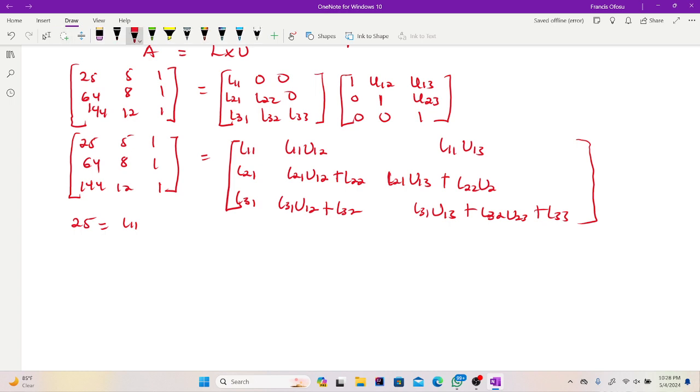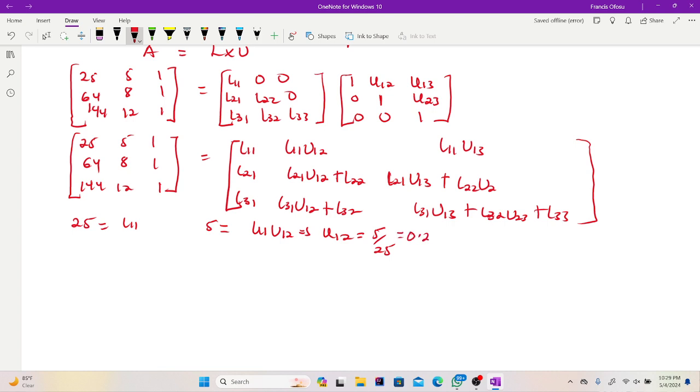5 here is equal to L11 multiplying U12. And I'm going to get L11 is what? 25 from this section. So my U12 will simply be equal to 5 over 25. This is the same as 1 over 5, which is 0.2.